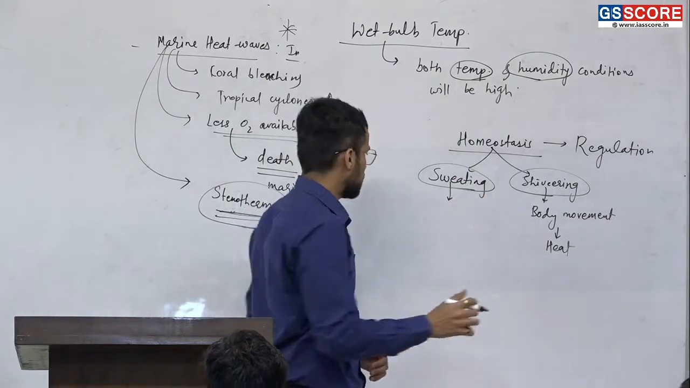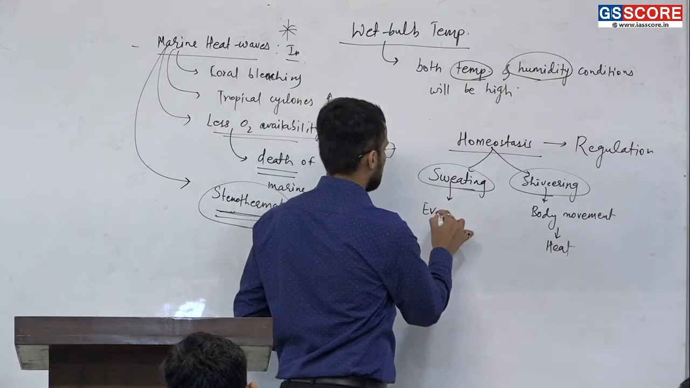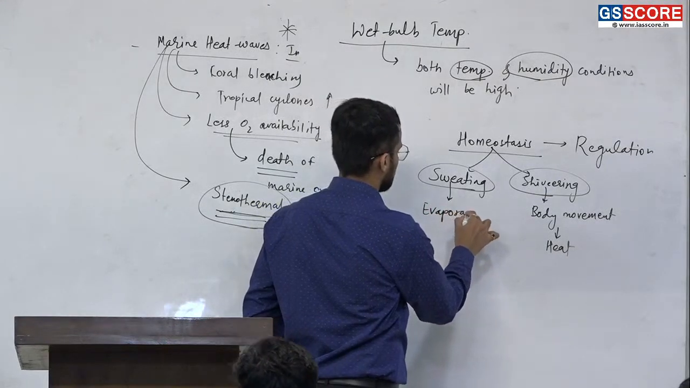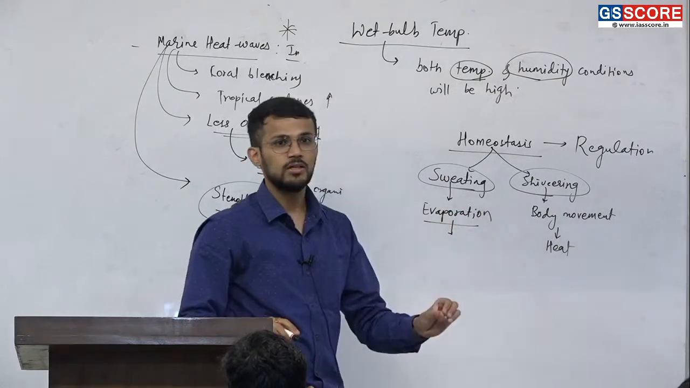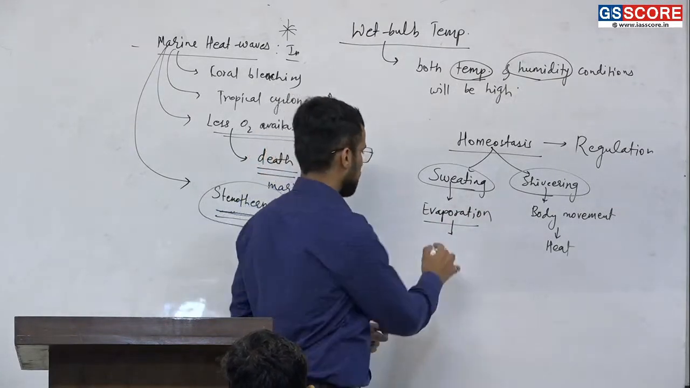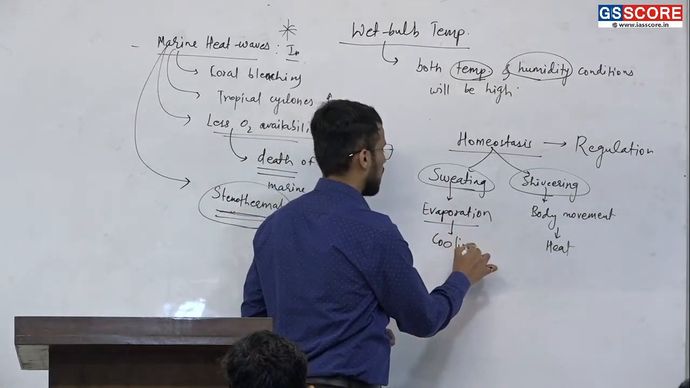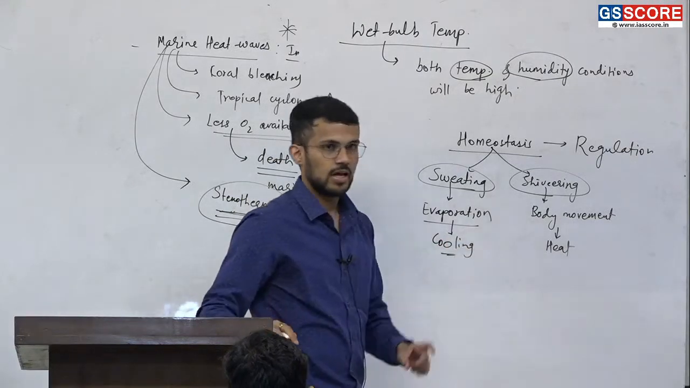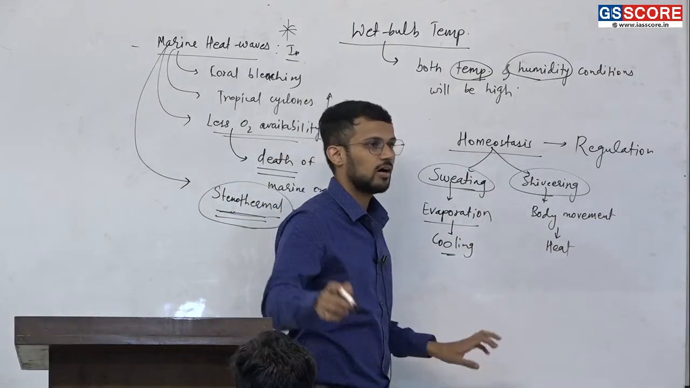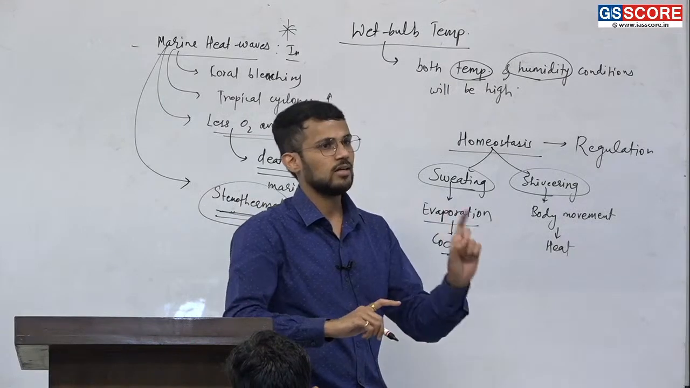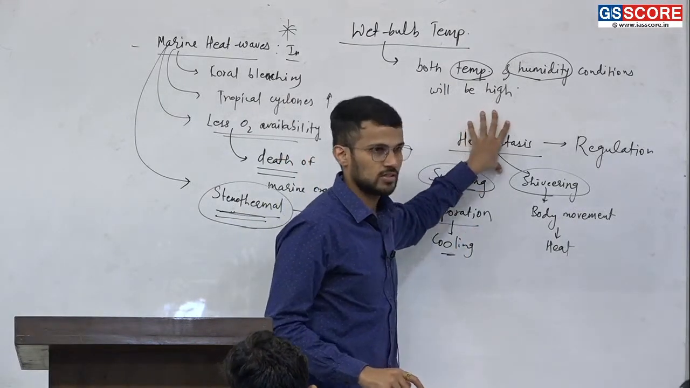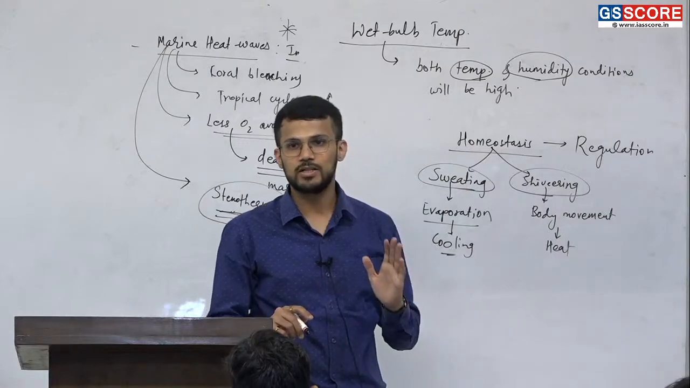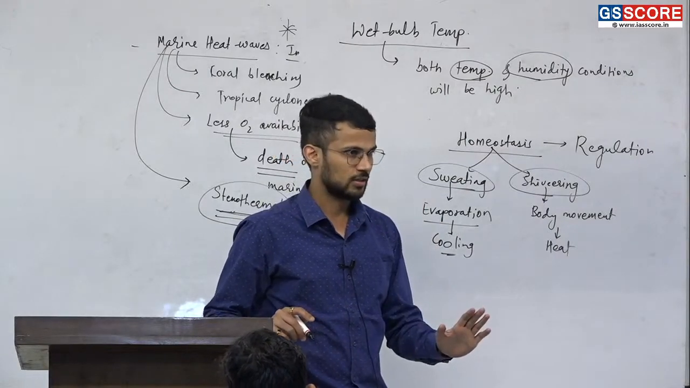Sweating. When we sweat, the sweat evaporates. And due to evaporation of sweat, there will be a cooling effect, right? There will be a cooling effect on our skin. And that will allow us to maintain our internal temperature at 37 degrees Celsius. So, that is what homeostasis is. Homeostasis can be exhibited by human beings.